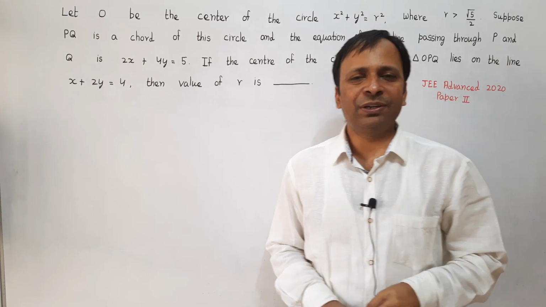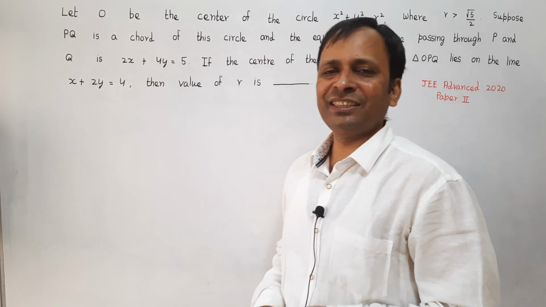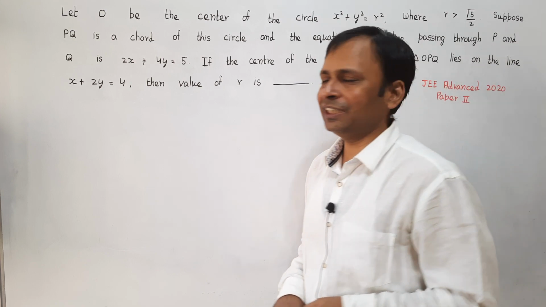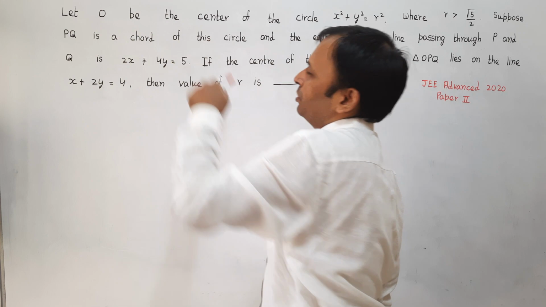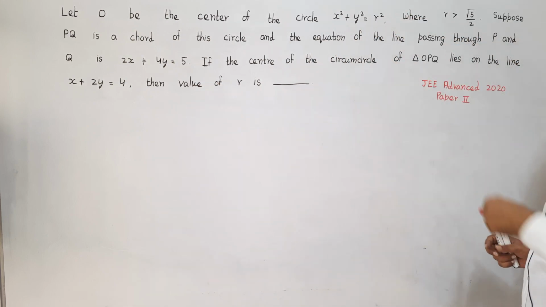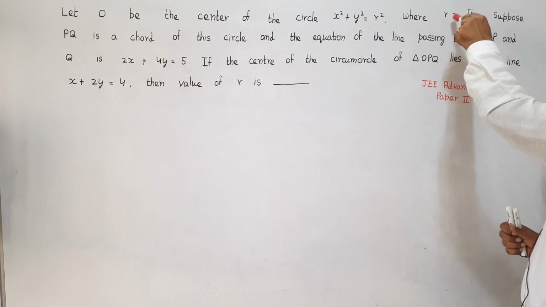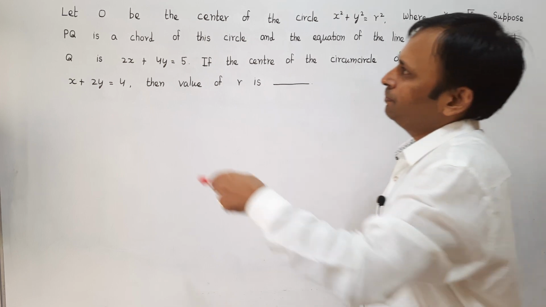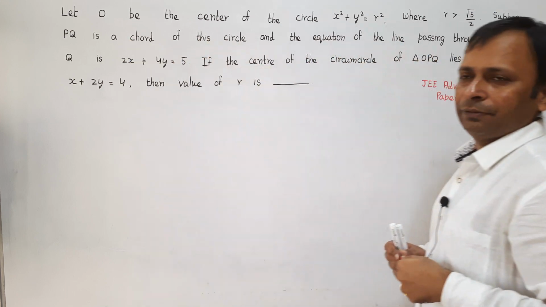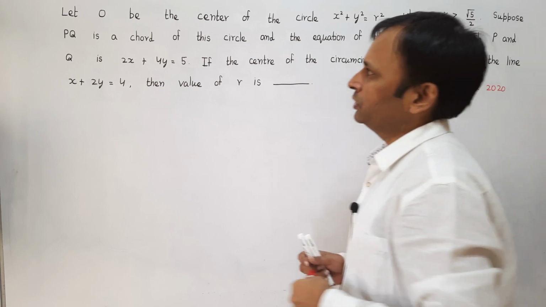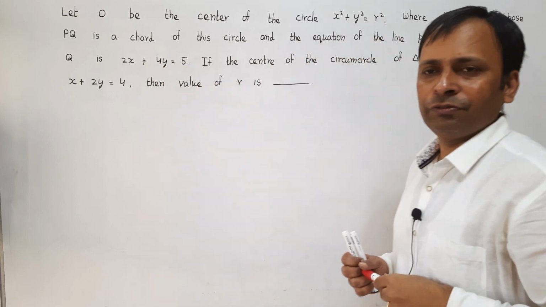So we'll take this problem from circle which has been asked in JEE Advanced 2020 paper 2. The question says, let O be the center of the circle x square plus y square equal to r square, where r is greater than root 5 by 2. Suppose PQ is the chord of this circle and the equation of the line passing through P and Q is 2x plus 4y equal to 5.